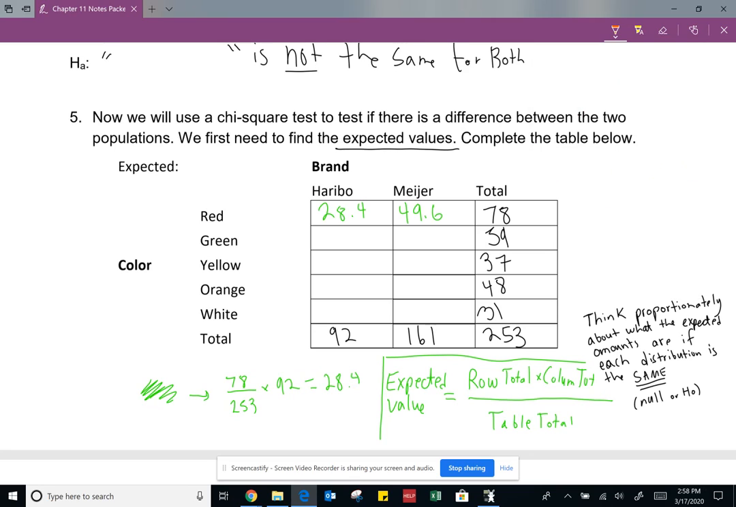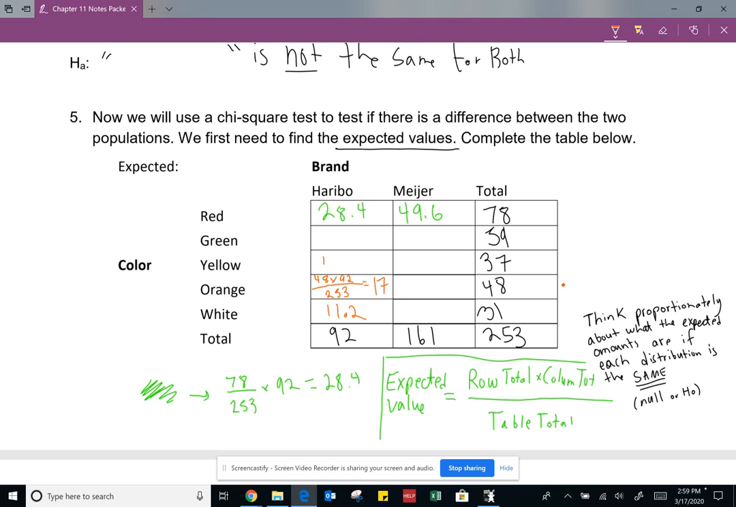To figure out this orange right here, you'd say, okay, there's 48 orange total times 92 total Haribo divided by the 253. What you're really doing here is asking, what's the proportion of our distribution that's orange? That's 48 divided by the 253. Multiply that by the sample size, or vice versa. It doesn't necessarily matter, but this would be the format you'd use, which would give you 17.5.